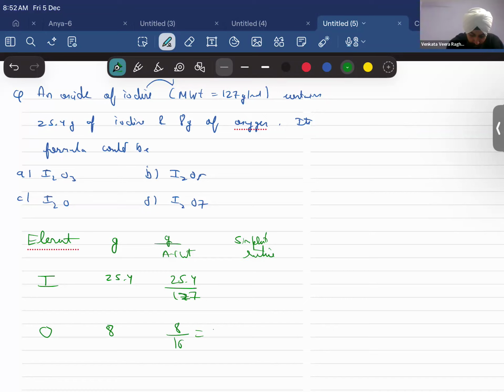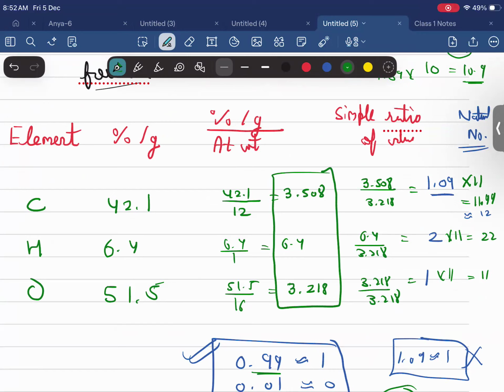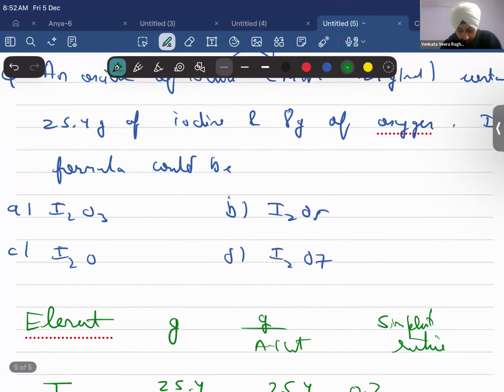It is coming out to be 0.2 and 0.5. So what will you do? With what factor will you multiply? See, don't forget one thing: when we get these values after the grams divided by atomic weight, you have to think about the smallest value out of these and divide by that. This is the first step we have to do here.